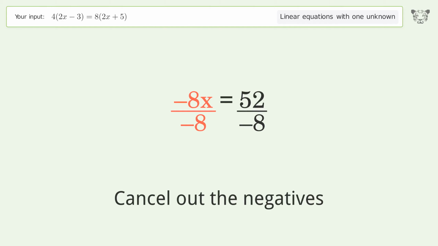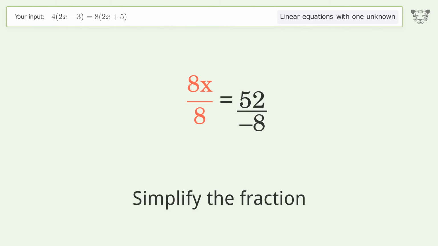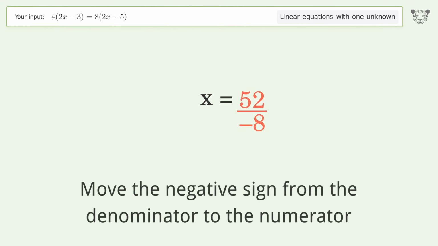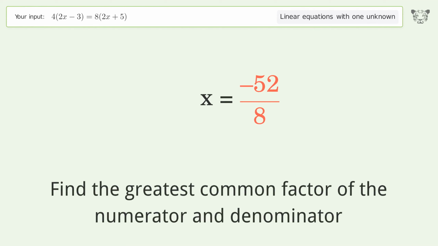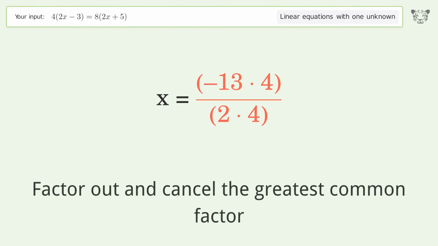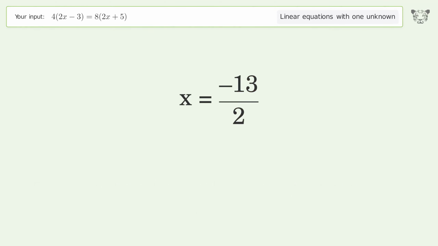Cancel out the negatives. Simplify the fraction. Move the negative sign from the denominator to the numerator. Find the greatest common factor of the numerator and denominator. Factor out and cancel the greatest common factor. And so the final result is x equals -13/2.